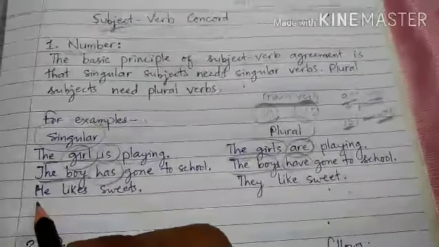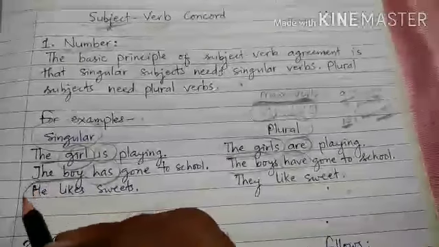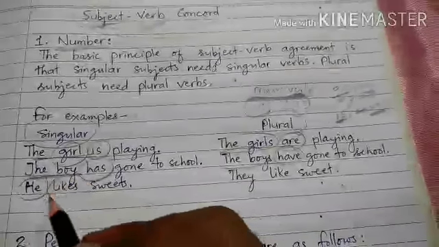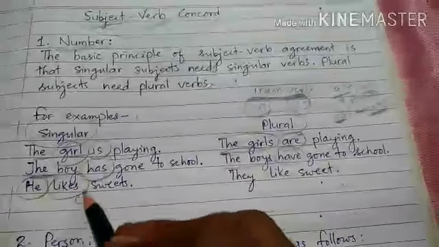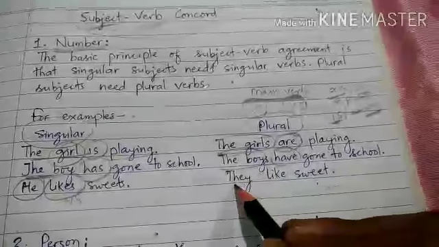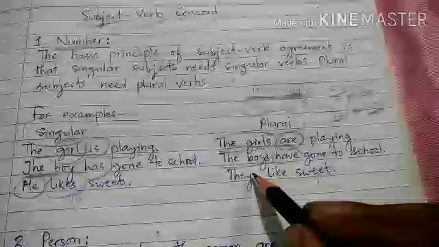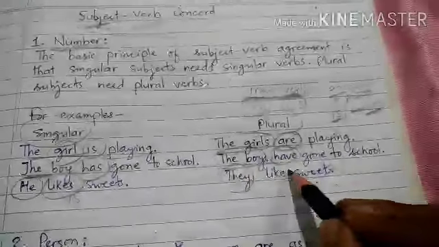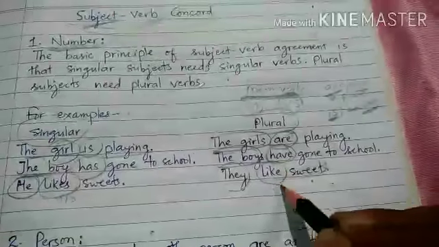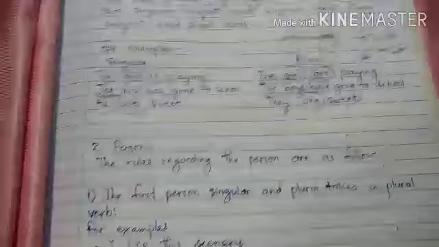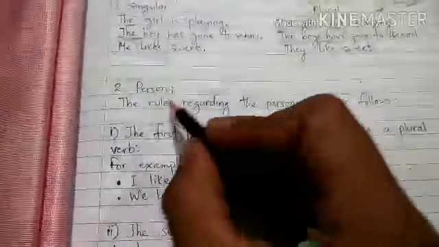Okay, so he likes sweets: he is a singular subject, likes is a singular verb. In the same way, they like sweets: they is a plural subject, like is a plural verb. Understood? Now let us understand another rule.